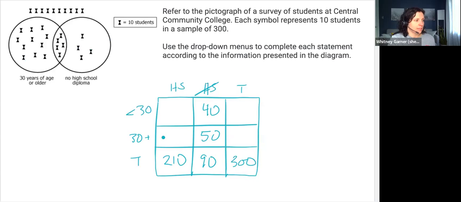I know that 30 years of age or older plus high school is this group out here. 1, 2, 3, 4, 5, 6, 7, 8, 9, 10, 11 times 10 is 110. And so high school under 30 would be these folks up here. Let's just double check. 1, 2, 3, 4, 5, 6, 7, 8, 9, 10. Yep, that's the 100 that would go here, which means under 30 would be 140. 30 or older would be 160.